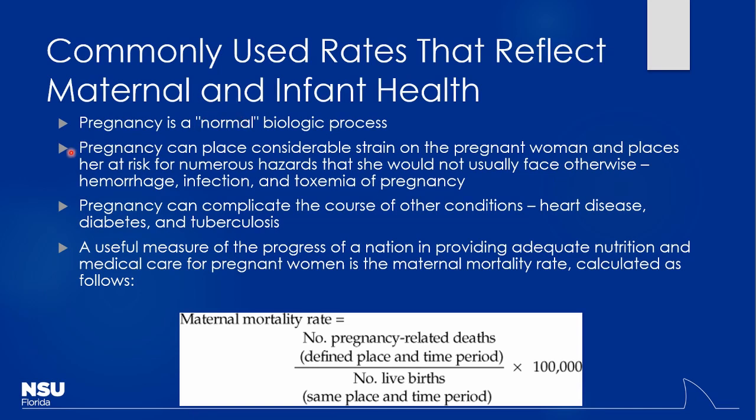And even though pregnancy, we know, can put considerable strain on the female, right? Not every mom is necessarily going to survive pregnancy. And so we can also look at these things to tell us some information. We can look at the maternal mortality rate as also indicative of how well we're taking care of these patients. We look at the number of pregnancy-related deaths divided by the number of live births. Does this make sense?